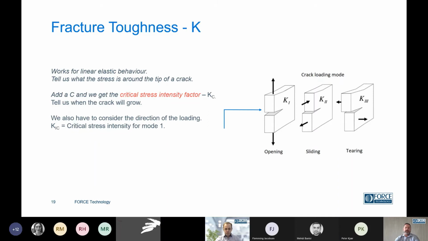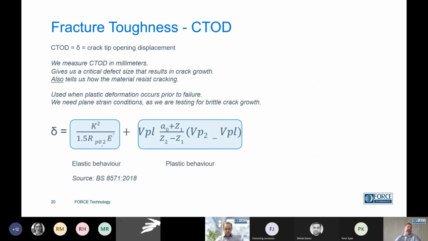It's just the start. We then need to look at other things, and here we've got CTOD, or crack tip opening displacement, and it includes plastic deformation that happens before failure. So we have elastic plastic conditions. So the mathematics then has to include both the linear and the non-linear part, as we can see there by those blue boxes. It gives us both behaviors.